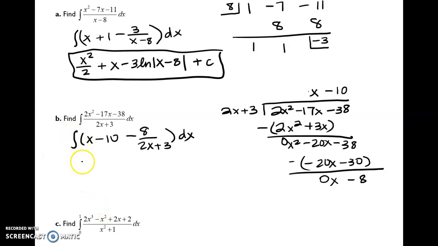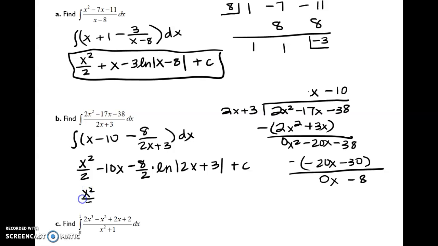So now I can take my antiderivative, x squared over 2 minus 10x. This is again the logarithm form. I see that I have a linear term here. Since the leading coefficient is not 1, all I'm going to need to do is divide by whatever the derivative is, which is what that coefficient is. So this is going to be minus 8 over 2 times natural log absolute value of 2x plus 3 plus c, which I can simplify to just minus 4.